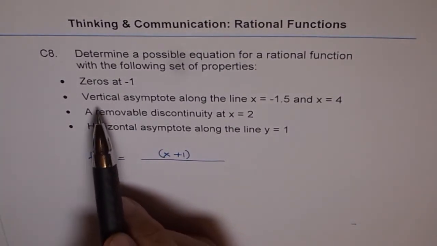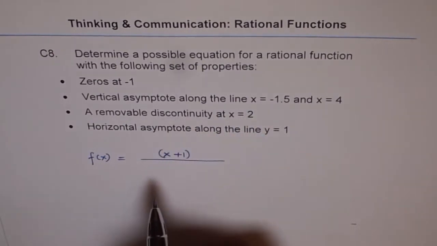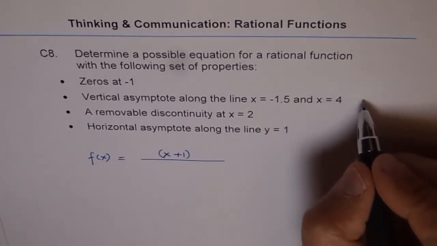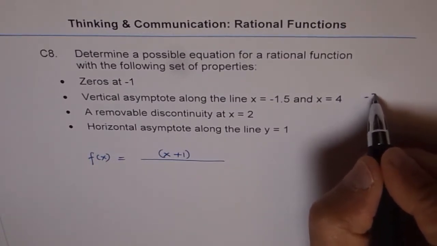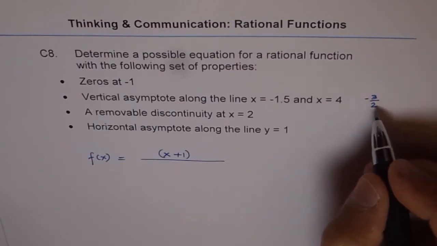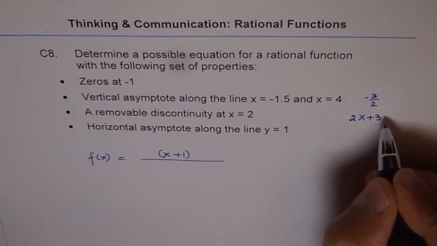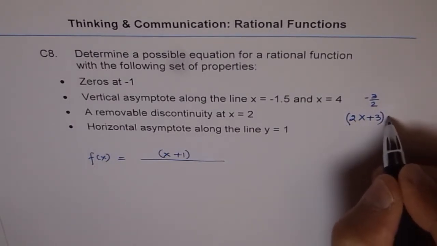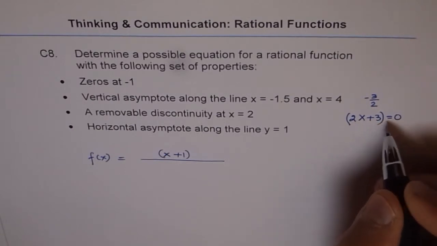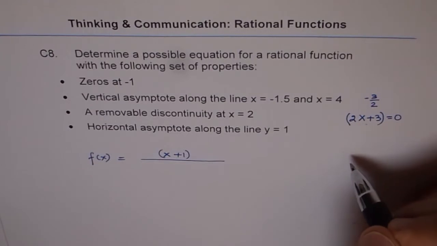The second is vertical asymptote along the line x equals -1.5. Well, -1.5, I deal more in fractions. So -3 over 2. I know most students like decimals, right? But -3 over 2 means -1.5, correct? So if I write 2x plus 3 as a factor, this 0 in the denominator will be at -3 over 2. So that is the factor for -1.5.